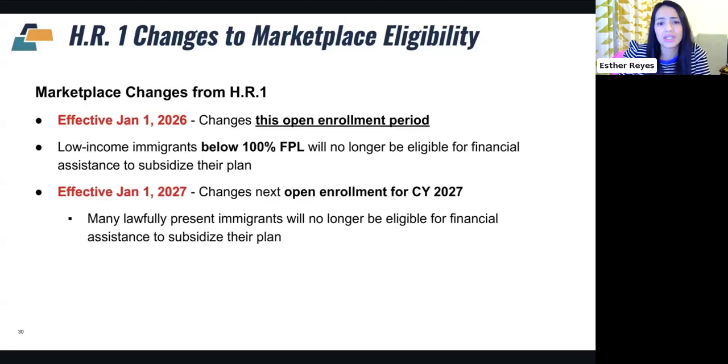Now, the big change that you all need to be aware of for this enrollment period to marketplace eligibility is that low-income immigrants below 100% of the federal poverty level will no longer be eligible for financial assistance to subsidize their plan. So they will still be able to purchase marketplace coverage, but it would be at full price. And for the next enrollment period, many lawfully present immigrants will no longer be eligible for financial assistance to subsidize their plans. Let me go into these a bit more.